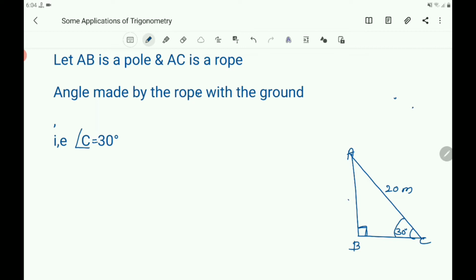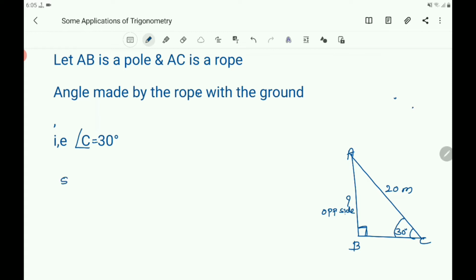What do you have to find out here? We have to find AB. With respect to angle C, AB becomes the opposite side, and AC is the hypotenuse. So which ratio can you use for calculation of AB? The ratio having opposite side and hypotenuse is sin theta. Sin of the angle equals opposite side by hypotenuse. So you can use the sin of the angle.